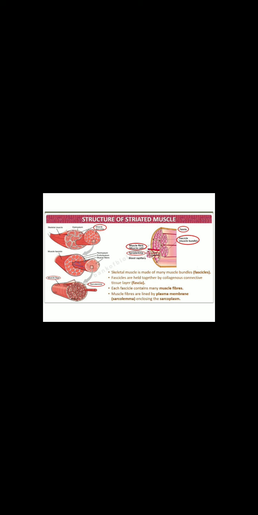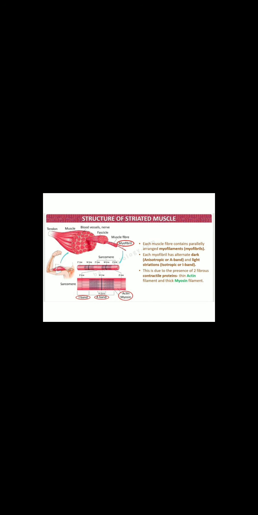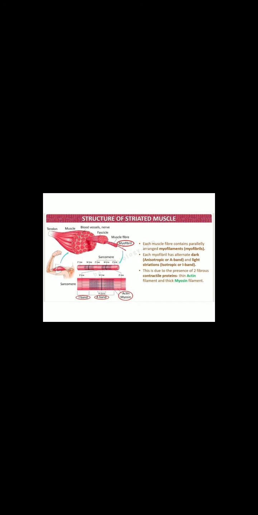As you know, sarcolemma, the plasma membrane, we call lemma, and sarco is used for muscles usually. So the cytoplasm present inside the muscle cells is called sarcoplasm, which is lined by a plasma membrane called sarcolemma. Next, each muscle fiber contains parallelly arranged myofilaments or myofibrils. Each myofibril has alternate dark and light bands, as we have studied, A band and I band.